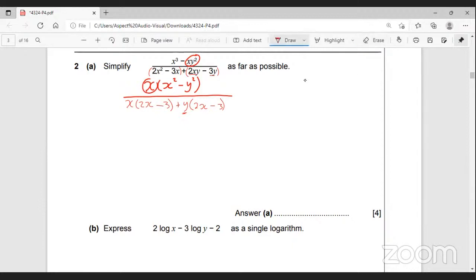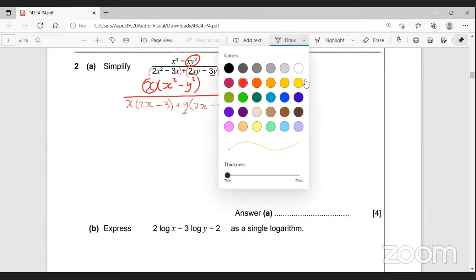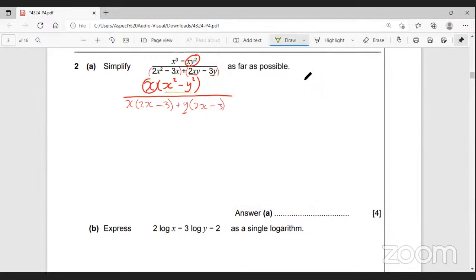But again, when you look at the numerator, it can be further factorized, isn't it? So when you look at this, it can be factorized by difference between two squares, because these are even powers and the sign in the middle is a minus. As long as the powers are even and the sign in the middle is a minus.